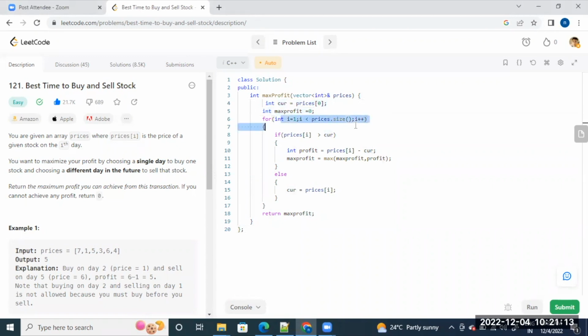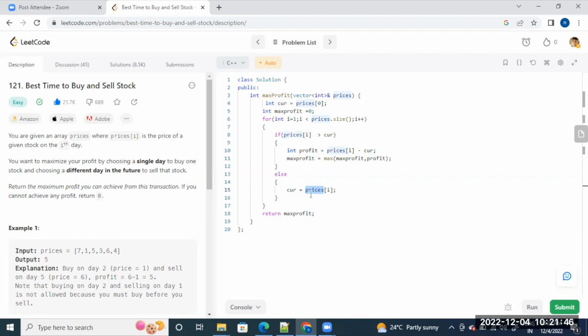We are taking the same thing. C++ is basically a transformation of the Java code which we have seen. If the prices are greater than current, then it is calculating the profit for both the values. One is profit and the other is max profit based on the minimum value. So it's like maintaining the minimum value in the current. Else it is maintaining this current as the current price, where the prices are lesser than current. If the prices are greater than current, it's calculating the profit.